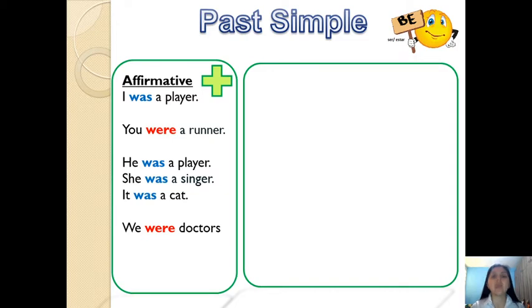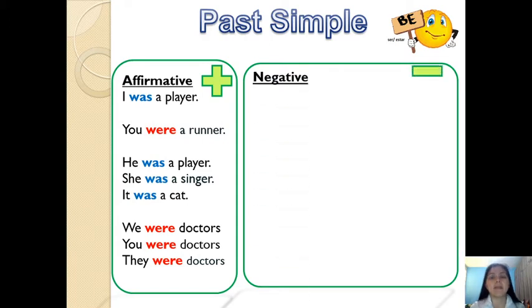In plural, remember that we is plural, we were doctors. You were doctors. And they were doctors. Okay? Remember, affirmative form: was and were. Okay? Now, in negative, let's check the negative form.